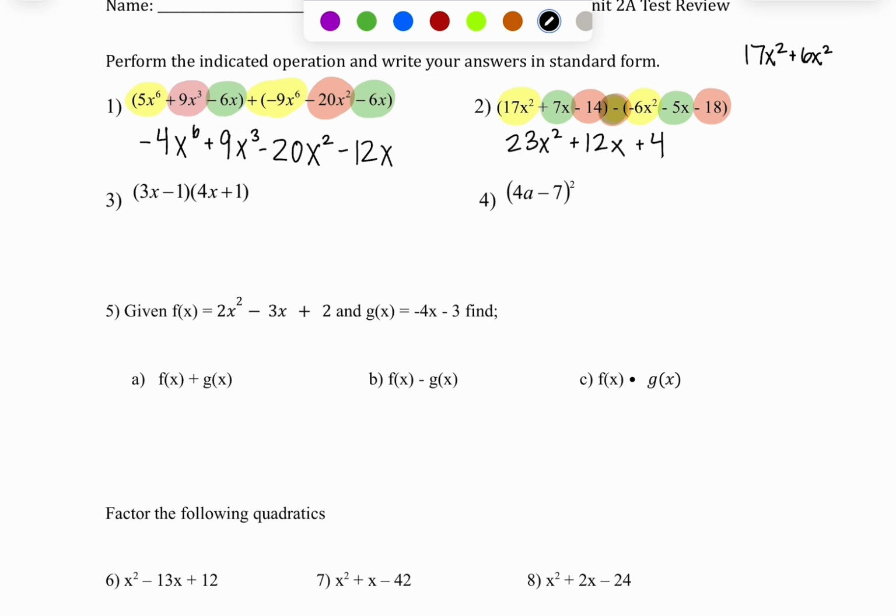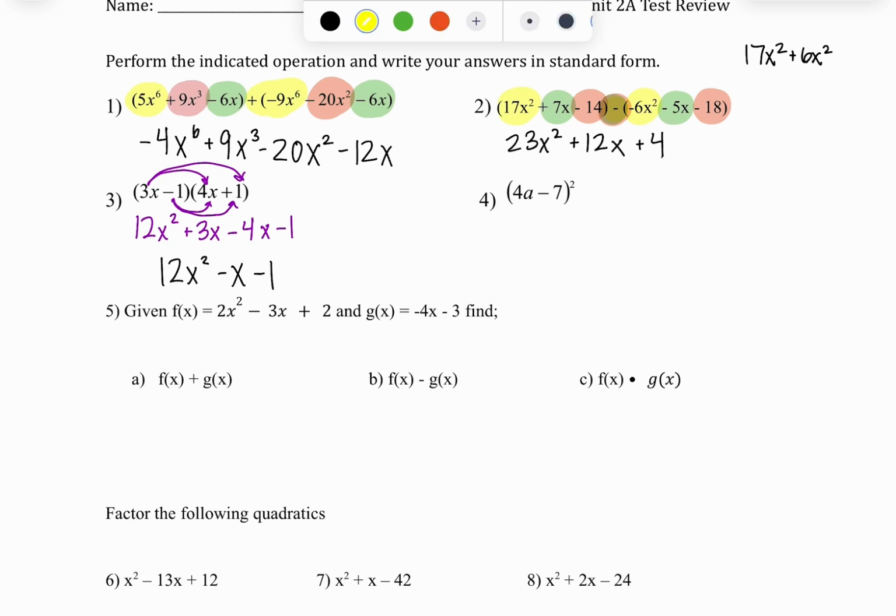With number 3, I'm going to do just the arrow method for multiplication. So 3x times 4x, that's going to be a 12x squared because we have to add those exponents together. And then 3x times 1 will be 3x. Negative 1 times 4 will be minus 4x, and negative 1 times 1 will be minus 1. Combine the like terms, and you'll get 12x squared minus x minus 1. So that's one method to look at for multiplying polynomials together.